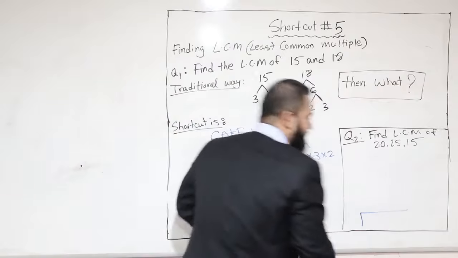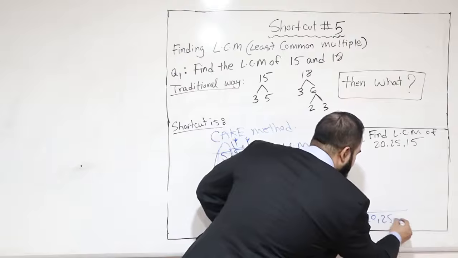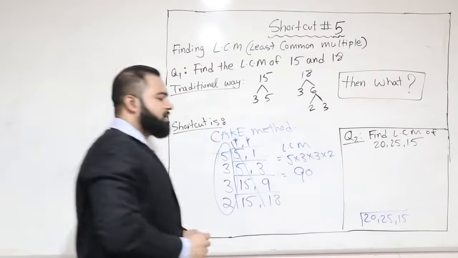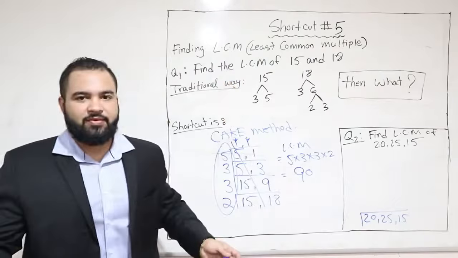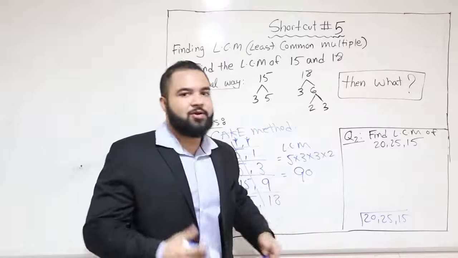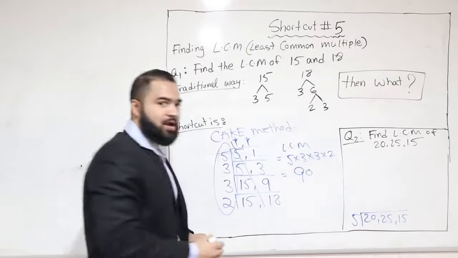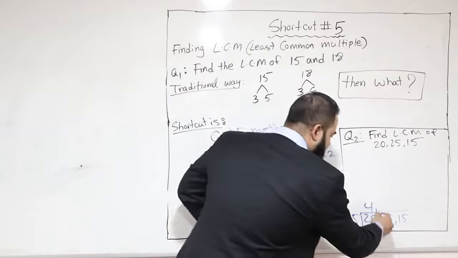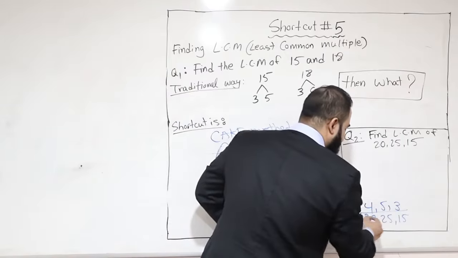So let's draw the cake. Put all three numbers, 20, 25, and 15. Now think about a prime number. You could divide either one of them, or two of them, or all three of them. If you can divide all three of them, it will be faster. So let's divide by 5. 5 is a prime number. So I get 4, 25 divided by 5 is 5, 15 divided by 5 is 3.